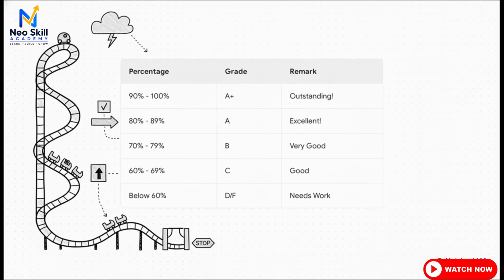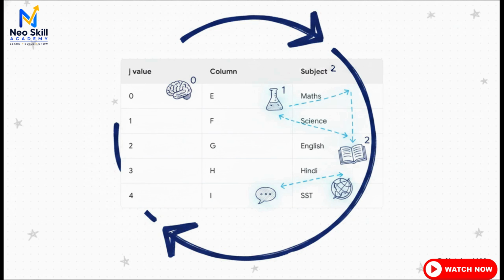Pretty cool, right? To handle marks for different subjects, we use loops. Take a look here. The code's index, which we call the J value, starts at 0, and this 0 maps directly to column E in your sheet, which is maths. A 1 means science, a 2 means English. So we just loop through the subjects. It's a really simple but powerful logic.